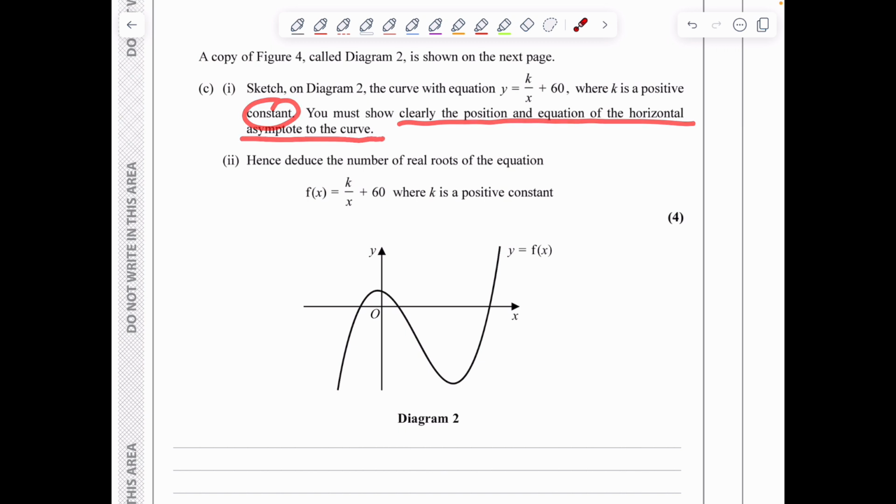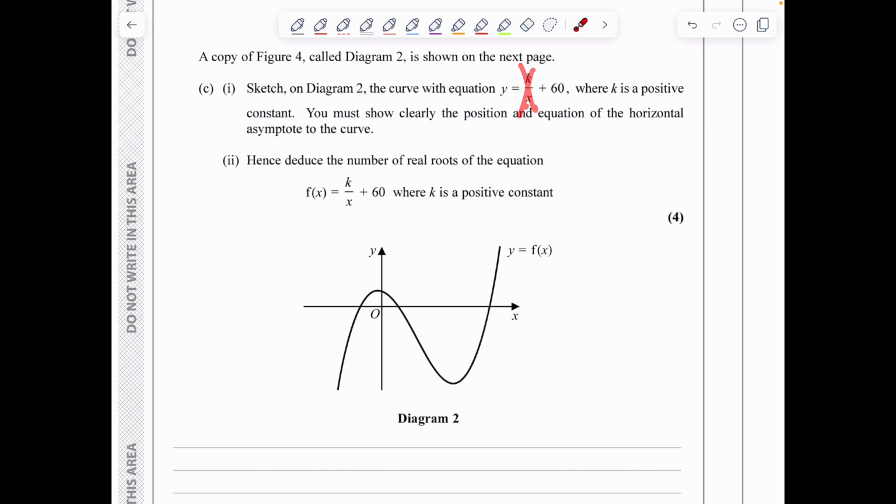Now we know that this is a reciprocal curve. When x is 0, we've got division by 0, which is not allowed, it's not valid, and therefore x is 0, is a vertical asymptote. Now for the horizontal asymptote, we can see this term vanishing, and we see that y is 60 is the equation of the horizontal asymptote.